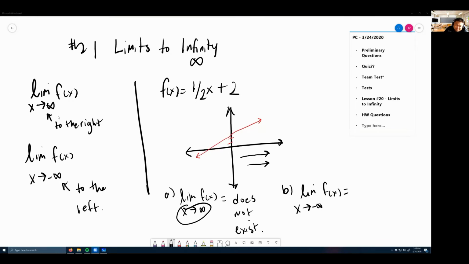Limit as x approaches positive infinity. That means, of course, infinitely to the right. The limit of f of x as x approaches negative infinity points to the left. Okay. Here's a very basic function. f of x equals 1/2 x plus 2.